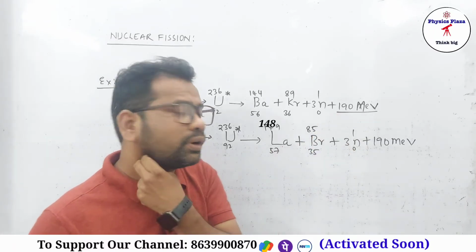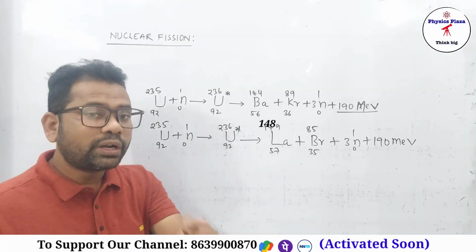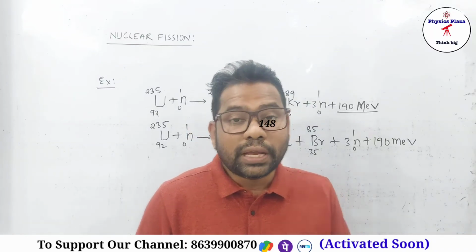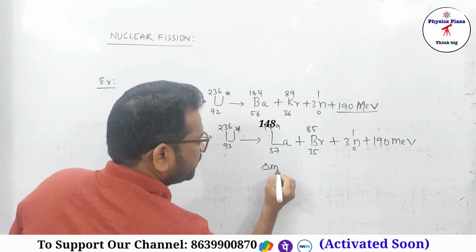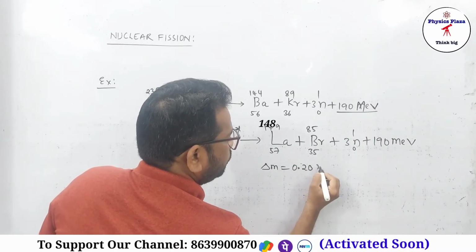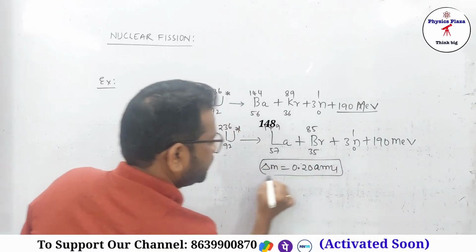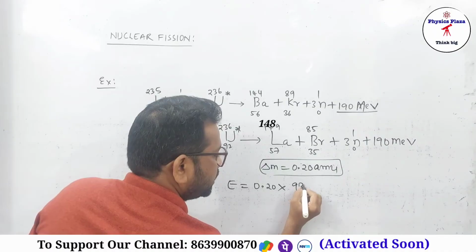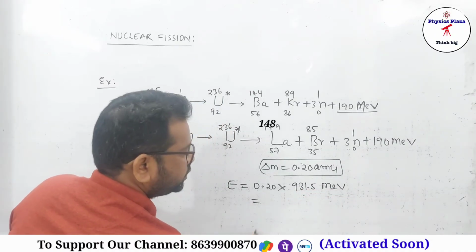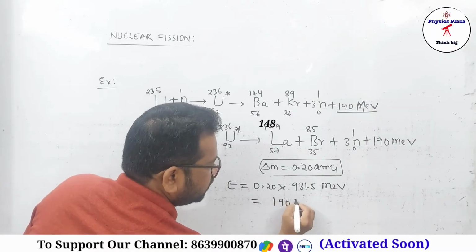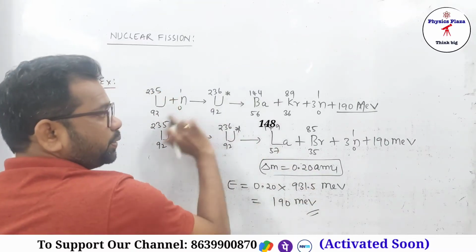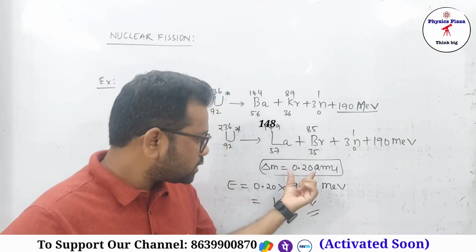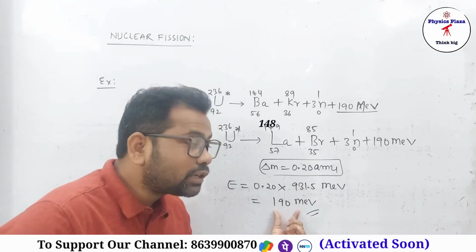But how to calculate this energy? Very simple. Children, if you want a detailed discussion of how we got this much energy, I already told you that links will be given in the description. There it is very clearly mentioned how to calculate the mass defect. In this case, the mass defect is approximately 0.20 AMU. So when you substitute, E is equal to 0.20 times 931.5 mega electron volt for 1 AMU, you will get almost 190 mega electron volt energy. This much mass, 0.20 AMU mass defect, is disappearing, so 190 mega electron volt energy is released.